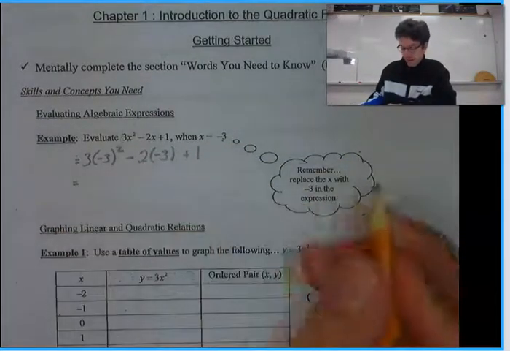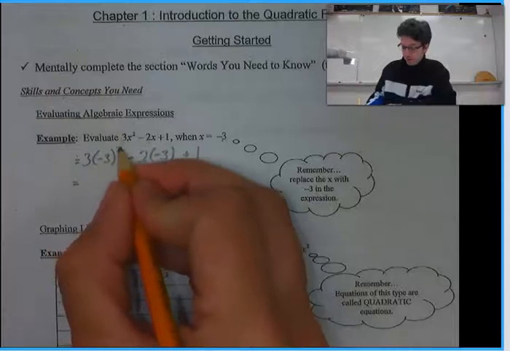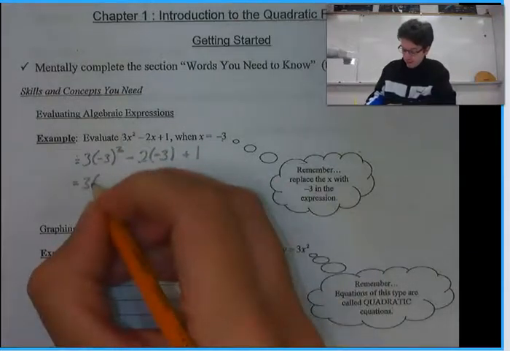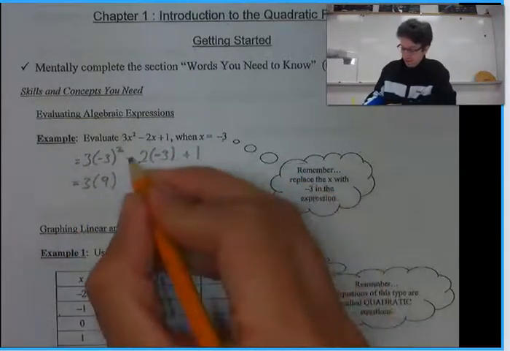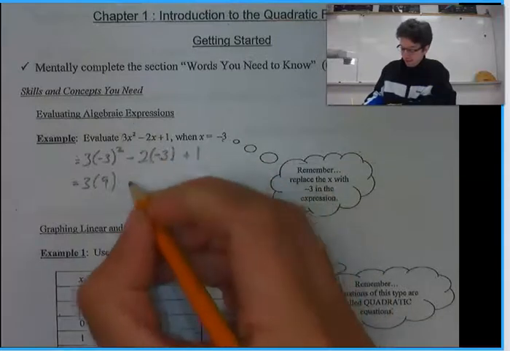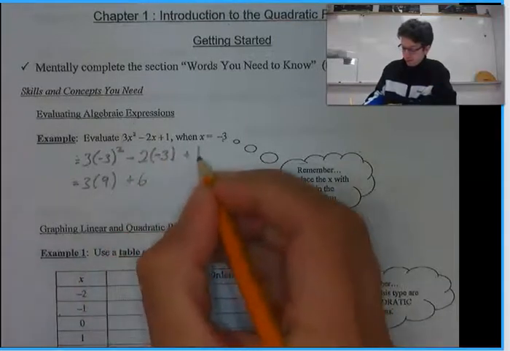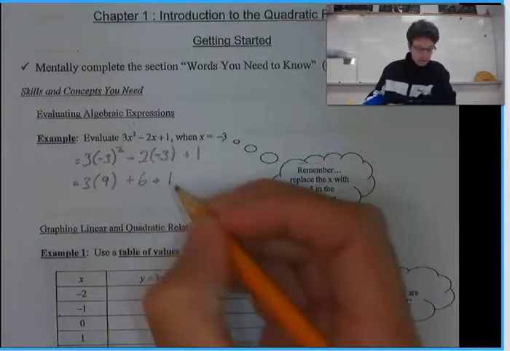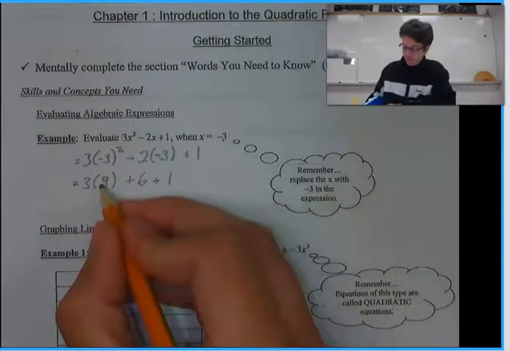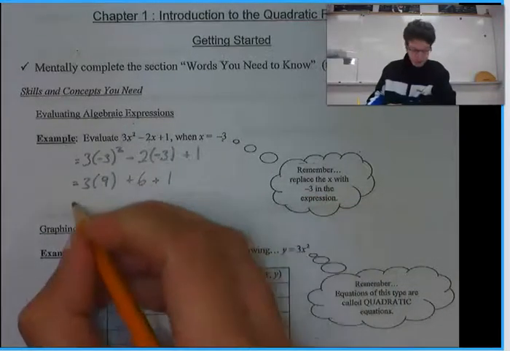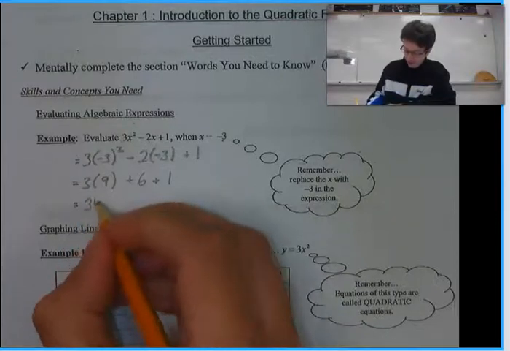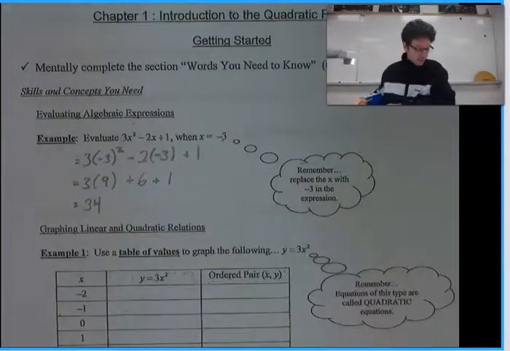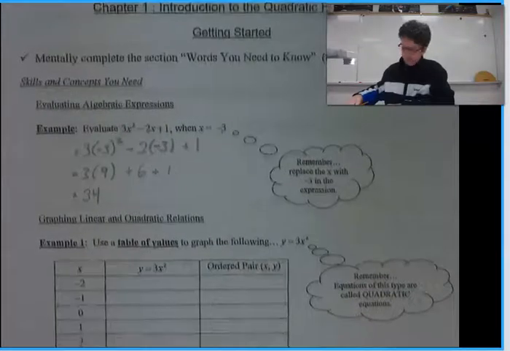Okay, then we just evaluate. So minus 3 squared is 9. That's a double negative, and this is also a double negative, so that becomes plus 6, and then plus 1. 3 times 9 is 27, plus 6 plus 1 gives us 34. Okay, so that's all there is to that.